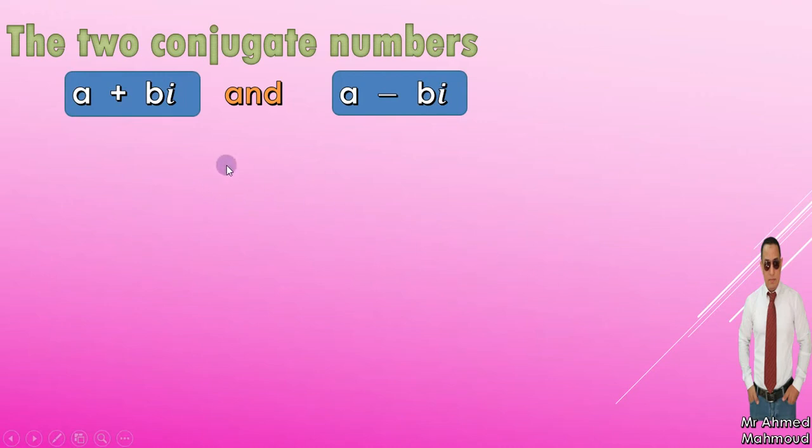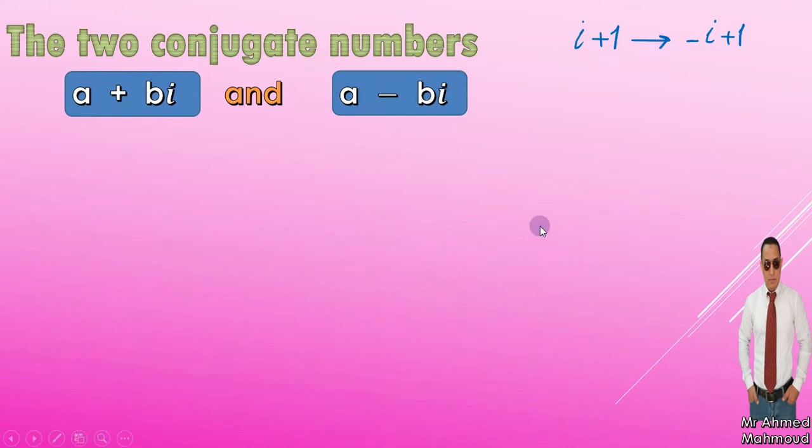Now let's study how we can add the two conjugate numbers. But don't forget, the two different signs must be on the two imaginary parts. Okay, for example, if we have i plus 1, its conjugate must be negative i plus 1. You have to change the sign of the imaginary part, not the real part. This is a very important remark.